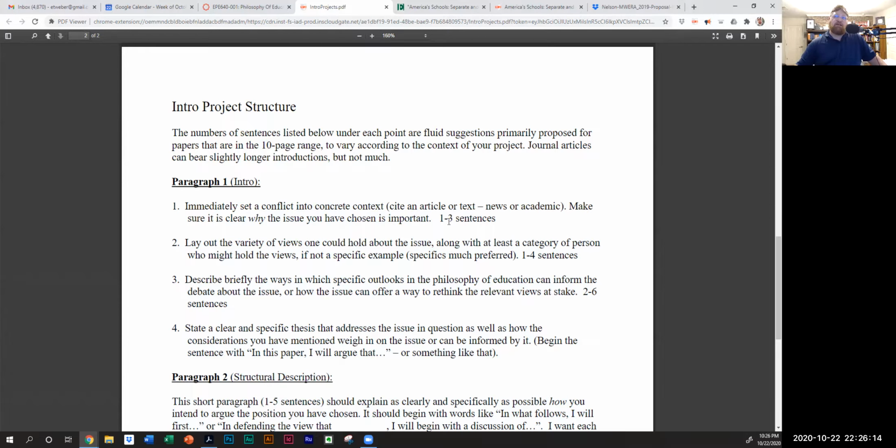So anyway, in 1 to 3 sentences, you can do that. In one powerful sentence, sometimes you can do it. And I'll show you some examples, from longer to actually nice and concise, real tight and short. But anyway, number 2, in 1 to 4 sentences, now lay out the variety of views one could hold about the matter.